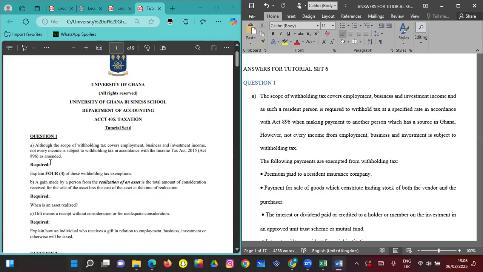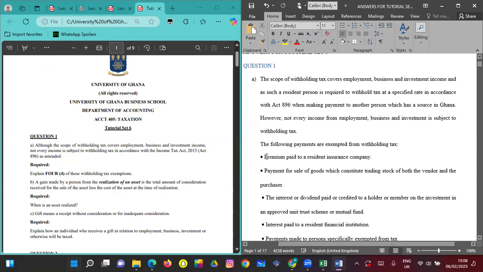Question 1 is saying that although the scope of withholding tax covers employment, business, and investment income, not every income is subjected to withholding tax in accordance with the Income Tax Act 2015, Act 896 as amended. So they say explain 4 of these withholding tax exemptions.